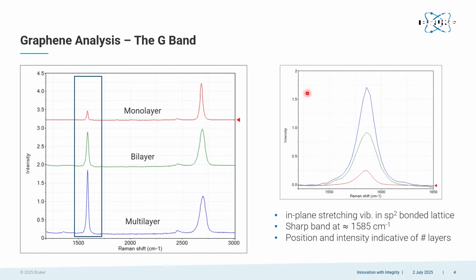Here in this sample, the peak position is almost the same for all layers, but depending on how you prepare your sample, you can also induce a peak shift in the monolayer graphene that will go to higher wavenumbers, and with that, probing also the position of this peak will give you an indication of how many layers you have.